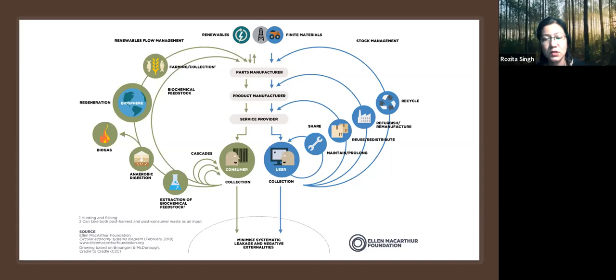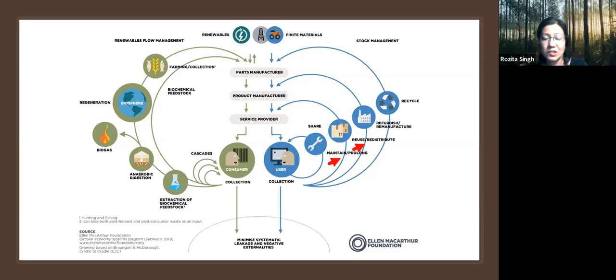Now, if you look at these inner loops, there are 4 or 5 levels of strategies that are proposed, the innermost being the most preferred one. The first strategy is about maintaining or prolonging. This is the strategy of keeping products and materials in use by prolonging their lifespan for as long as possible. This can be done through designing for durability, for instance, as well as for maintenance and repair. The next approach is called reusing or redistributing. What happens here is that these technical products and materials can be reused multiple times, and they are often redistributed to new users in their original form.